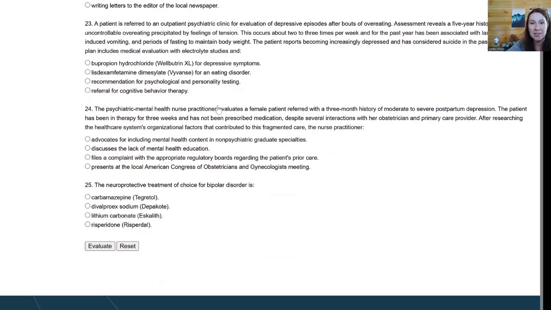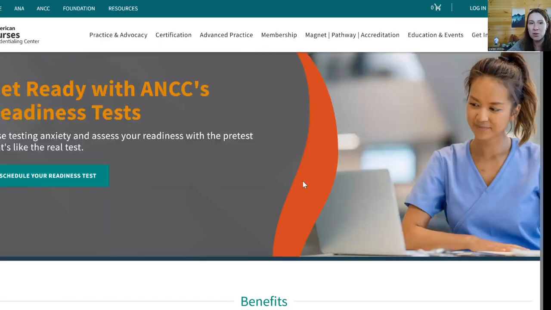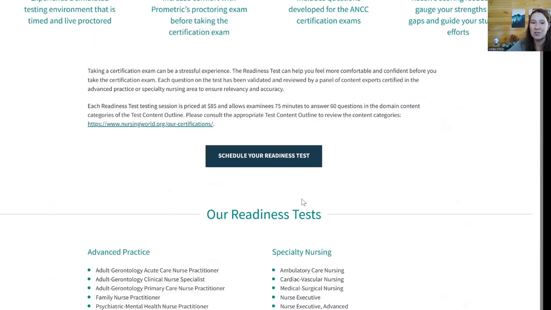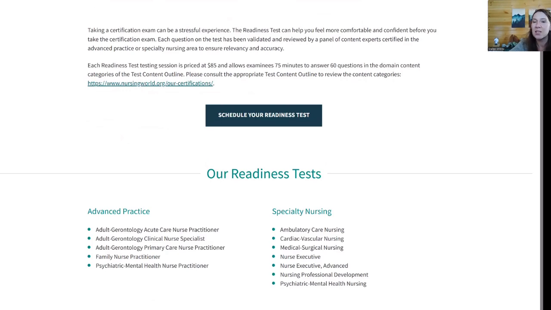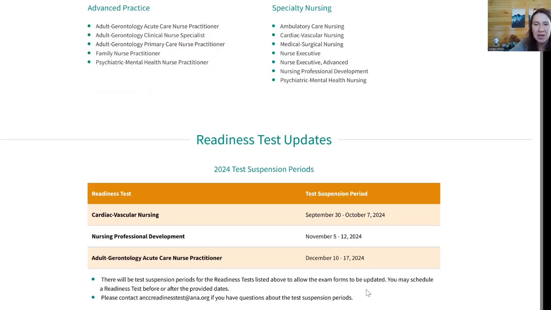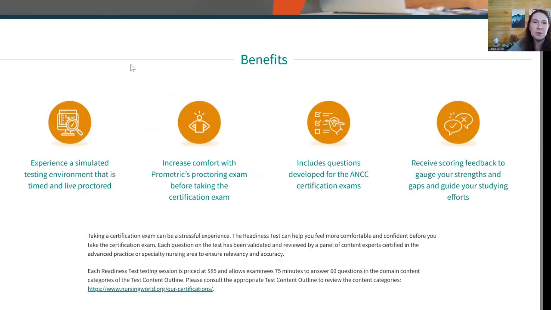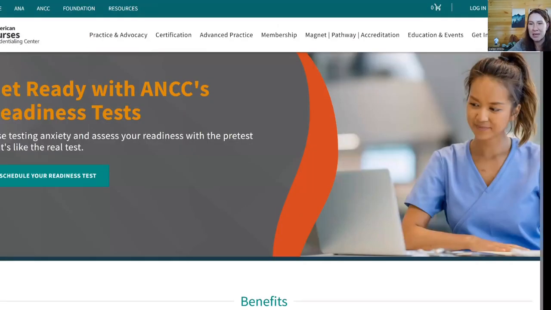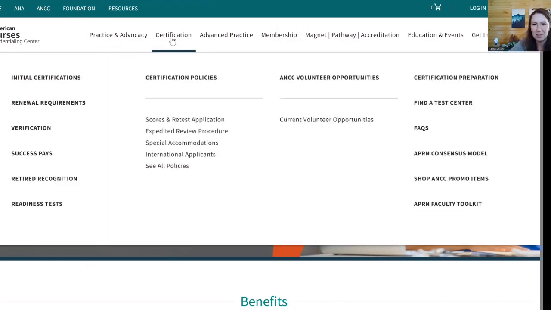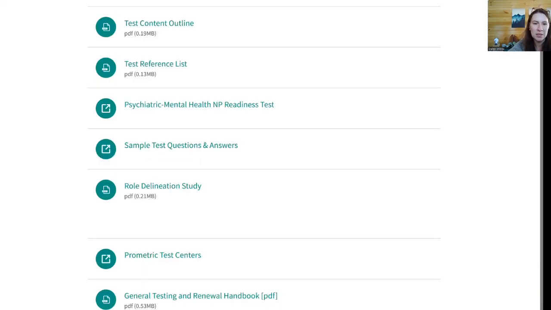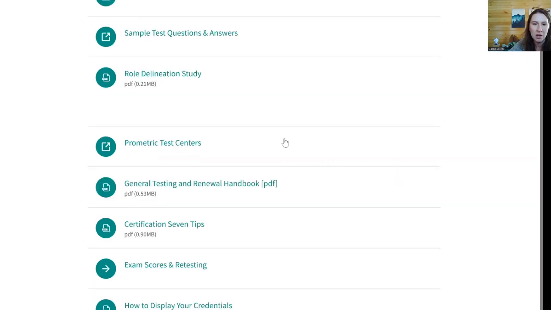I'm going to go back because that readiness test is something I believe you have to pay for. Yes, so schedule your readiness test, all of that. You get to take, I believe, like 60 questions right there. It says 75 minutes, but you have to pay for this. It's $85. I did not do this. Some people say it's helpful. Some people say it's a waste of money. I'm going to let you determine if that's what you want to do or not. So let's get into some of the other ones.